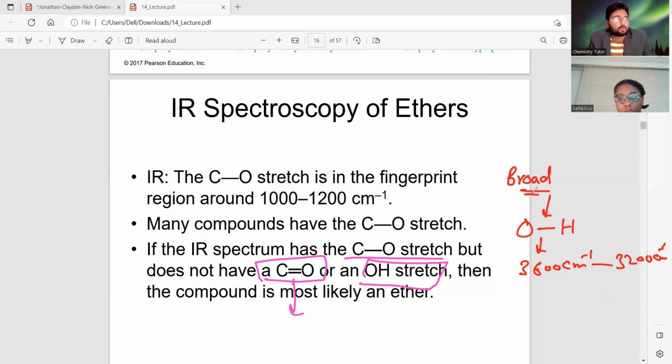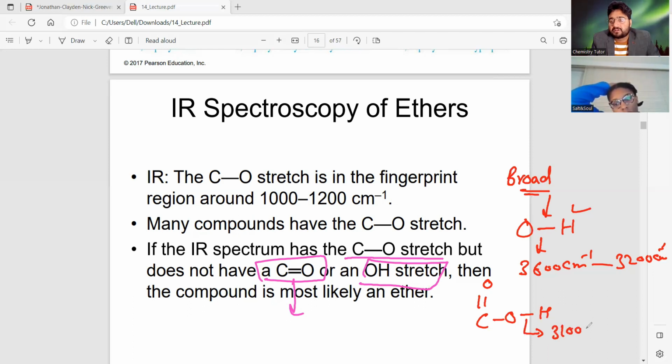So in two cases you will get a broad peak in the IR spectrum. One case is the OH stretch of an alcohol. The second is the OH stretch of a carboxylic acid, which also gives a broad peak in the IR spectrum. This OH stretch of carboxylic acid appears in the range of 3100 centimeter inverse to 2500 centimeter inverse.